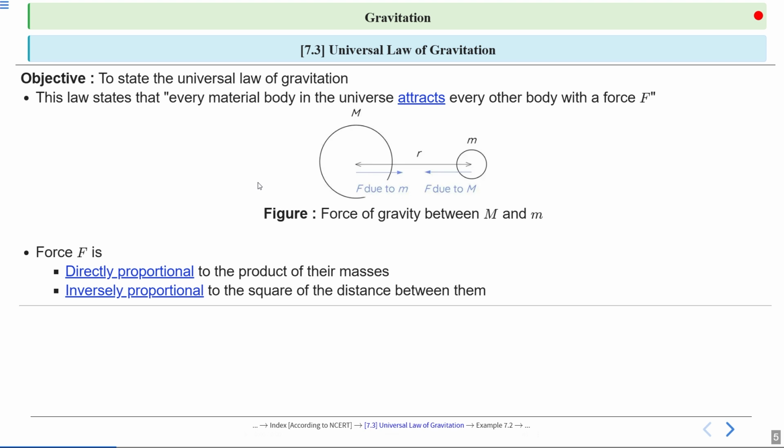Alright, so here two things are important. First, F is directly proportional to the product of their masses. It means F is directly proportional to capital M into small m. And the second is F is inversely proportional to the square of the distance between them.